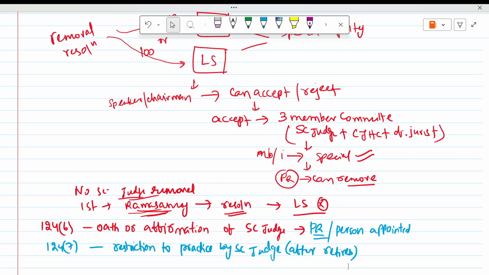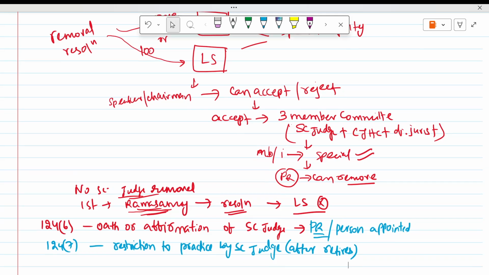If they find the judge guilty, the removal resolution will be introduced in the houses, and if both houses pass it with a special majority, then the President finally has to remove that Supreme Court judge.